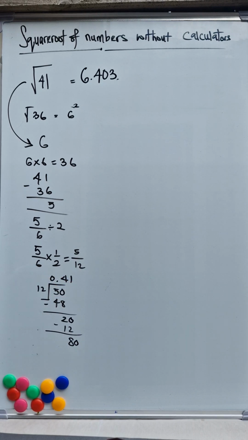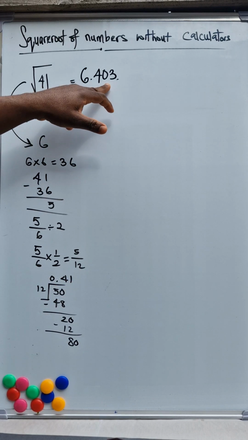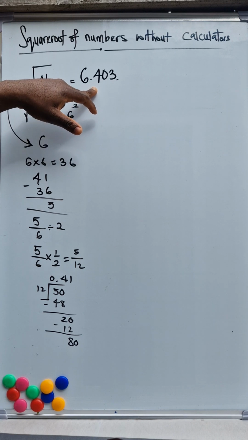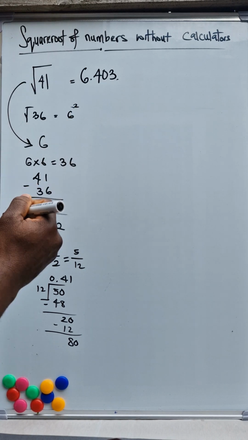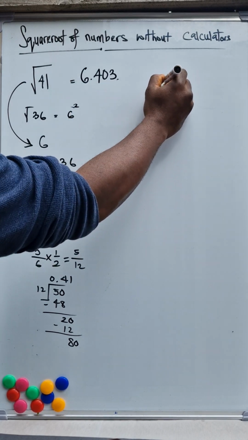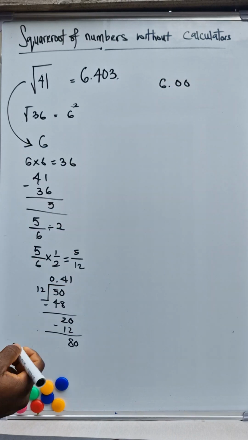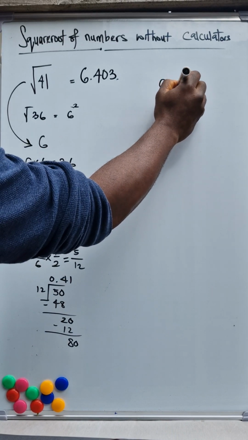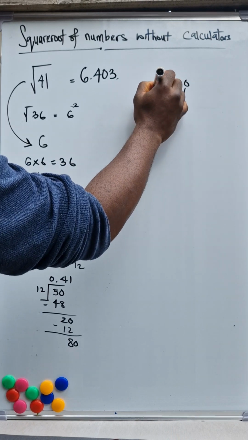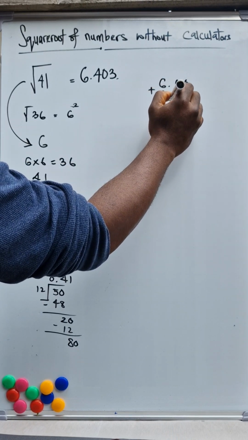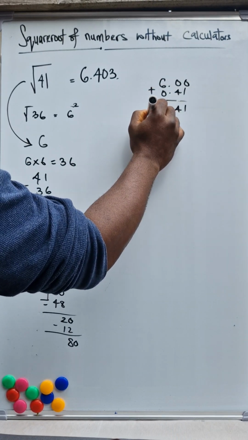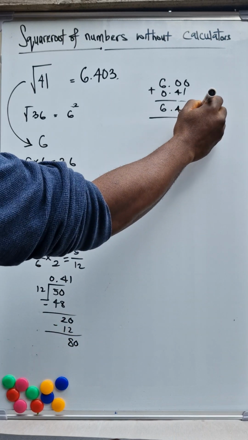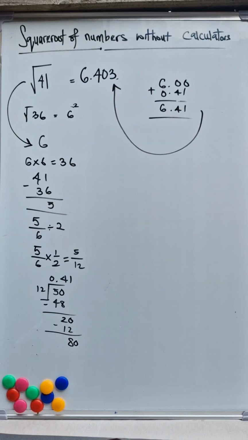So remember, we are trying to arrive at this. This is what we get after using calculator. So we had 6 here, 6.00, and we have 0.41 here. So when you add that, it gives me 6.41. So that's the approximate value of this.